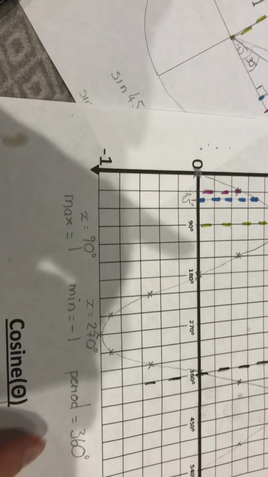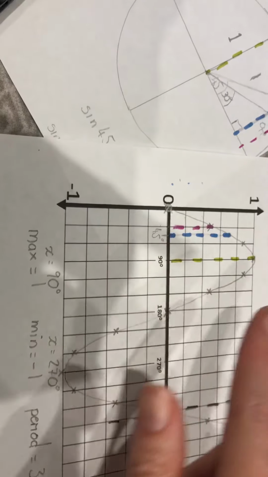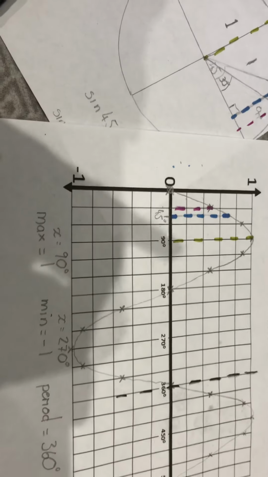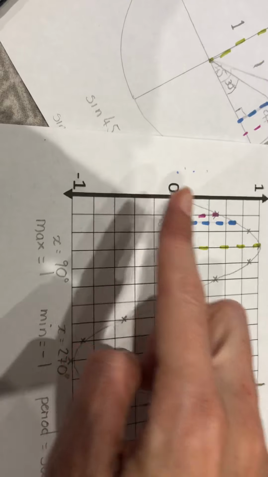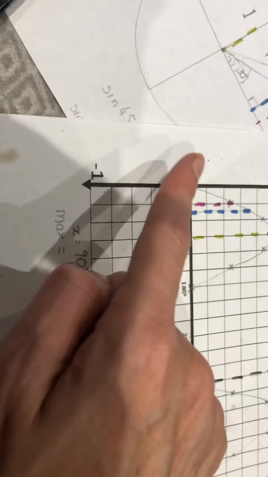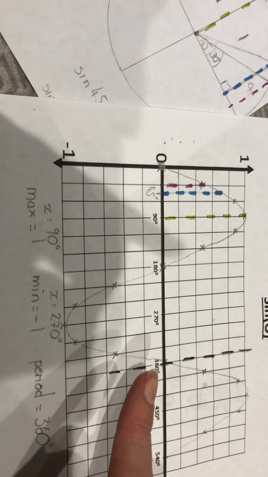Now the next thing I've noted down is what we call the period of the graph. Now the period of the graph is how many degrees the graph covers before it starts to repeat itself. Okay, so we see that there is one full wave from 0 to 360. So we say that the period of the sine graph is 360 degrees.